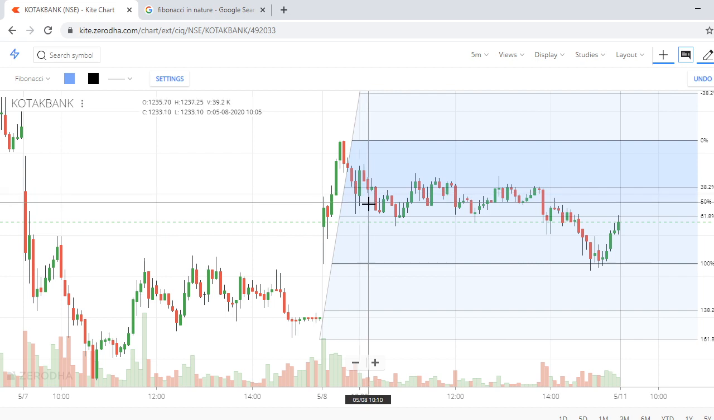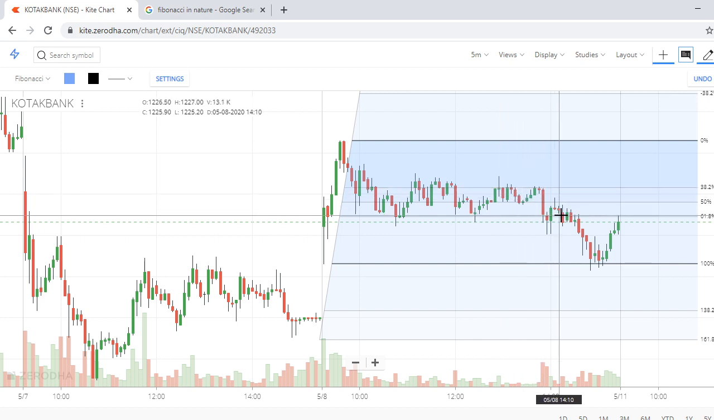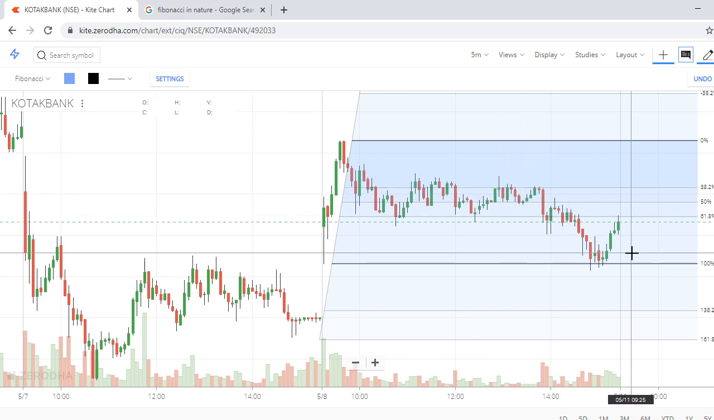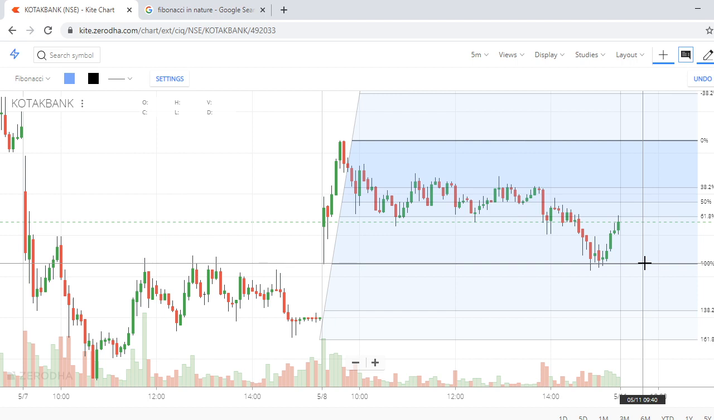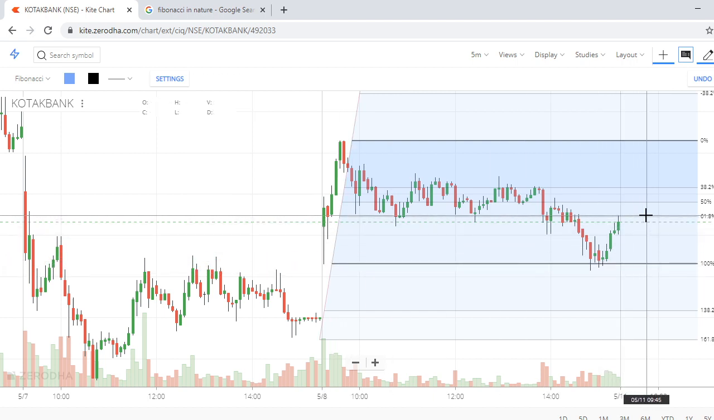That's where it came down, struggled and took a reversal. See, here also it took a reversal. Finally it broke there. Then up to what level can it fall? 100% level. Perfectly it came to that level. Then again it took a reversal and it reached 61.8 golden ratio. That's the beauty of Fibonacci numbers.